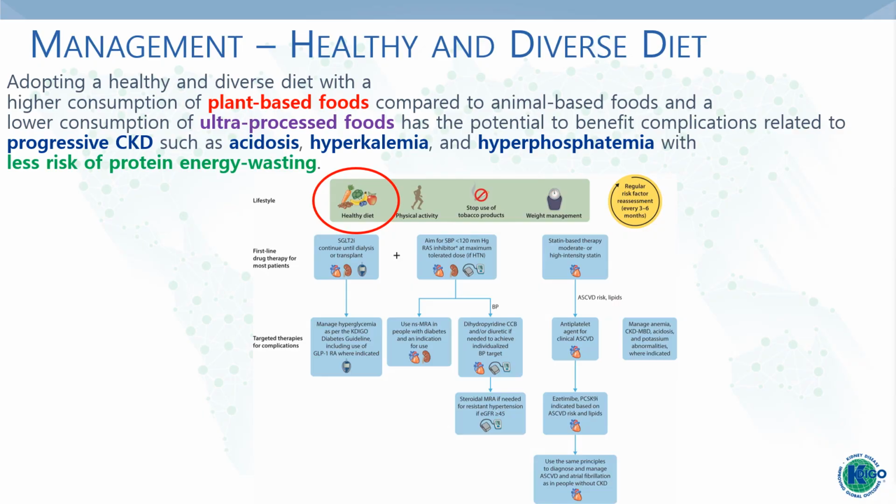A dietary approach that emphasizes higher consumption of plant-based foods and lower intake of ultra-processed foods can markedly benefit patients with CKD. Such a diet helps manage complications related to progressive kidney disease, such as acidosis, hyperkalemia, and hyperphosphatemia, while minimizing the risk of protein energy wasting.